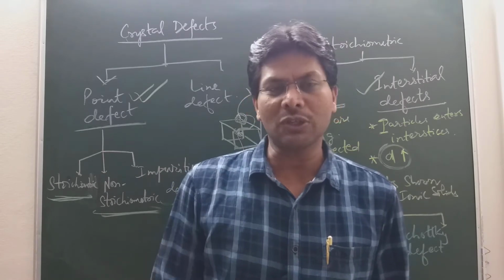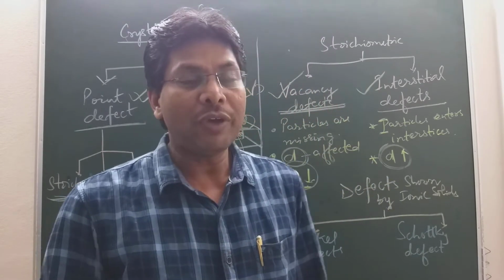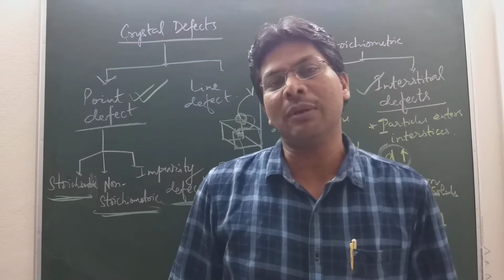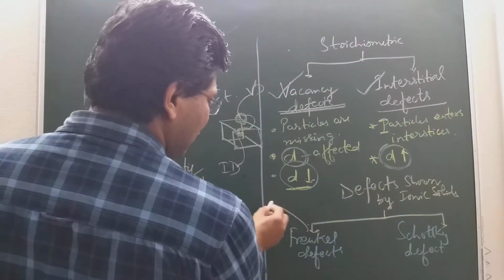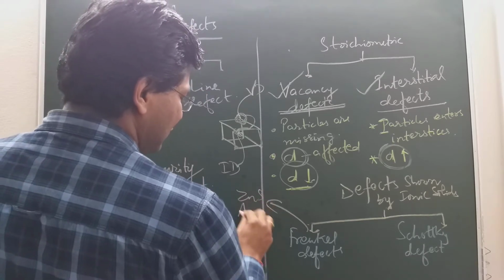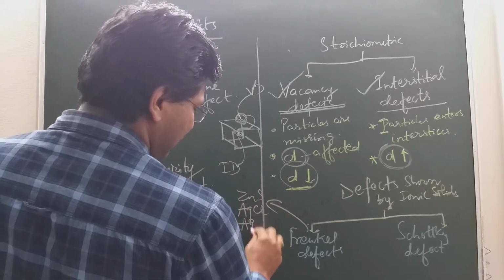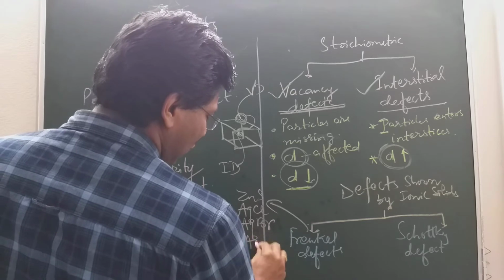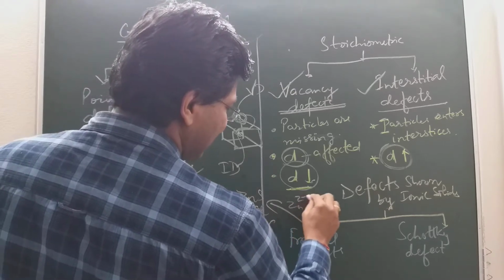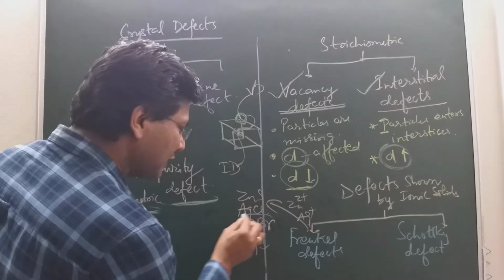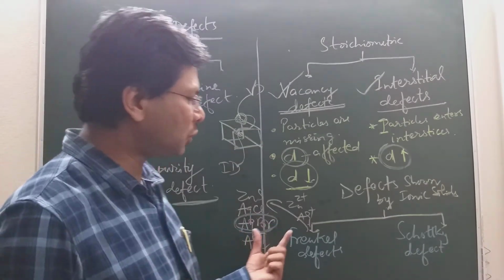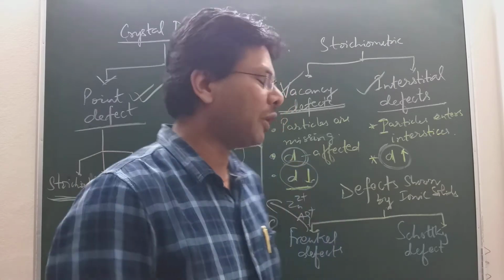This defect is particularly shown by such ionic solids where there is a large difference between the size of cation and anion. Frenkel defect is common in ZnS, AgCl, AgBr, AgI, because of the small size of Zn2+ and Ag+. You have to keep in mind that AgBr is special, because it shows both Frenkel and Schottky defects. That you have to keep in mind.